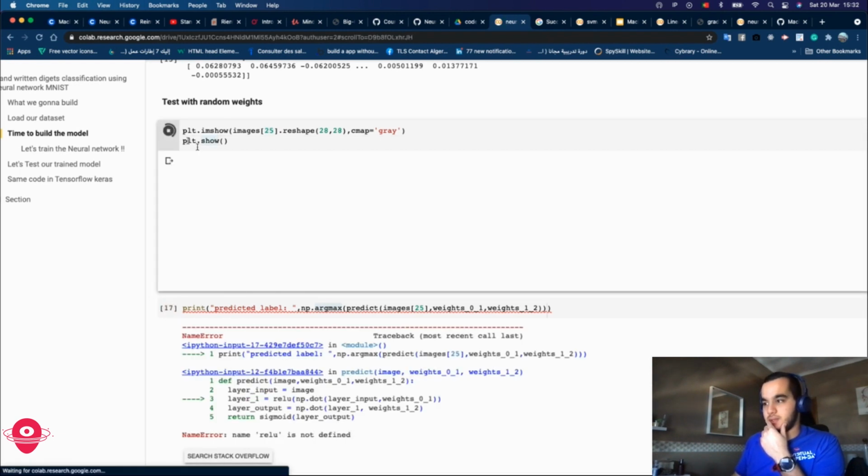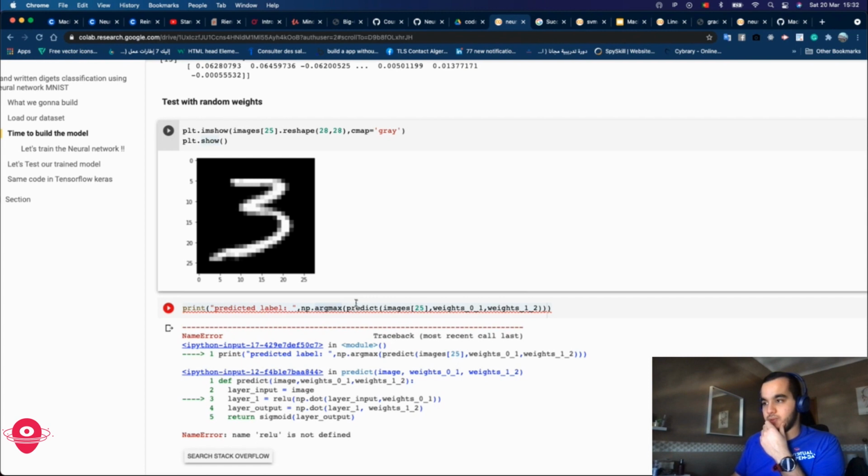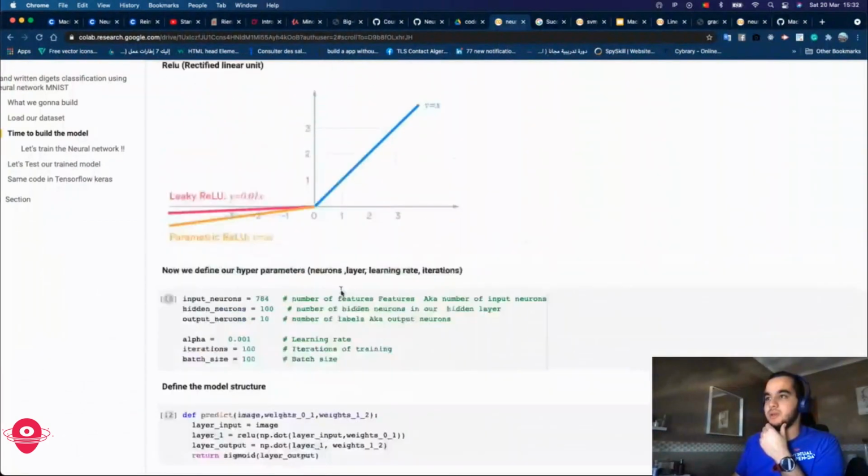Okay, just a second. Oh, ReLU is not defined. I think we forgot to run this one.